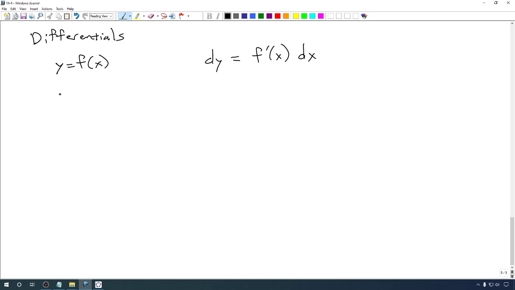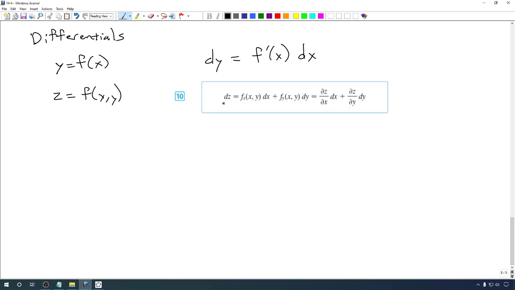We can do the same thing with a function of two variables. So if we say z is equal to f of x, y, we get the equation that dz is equal to the derivative of f with respect to x times dx plus the derivative with respect to y times dy. So we actually get multiple terms, but we should expect that, because really all we're doing here is writing down our tangent plane. So here, the dz is an approximation for z minus z naught.